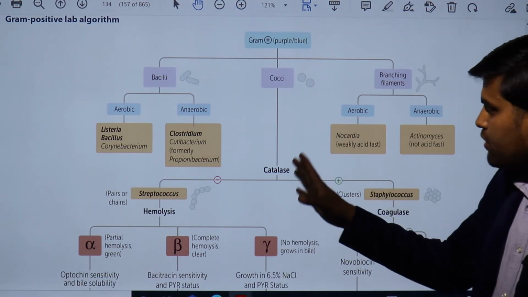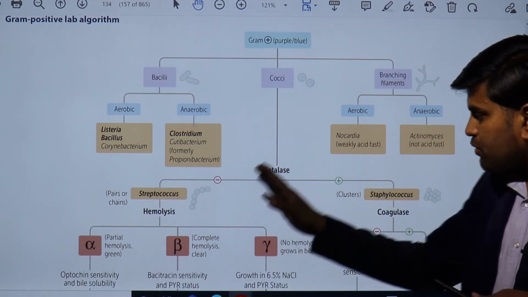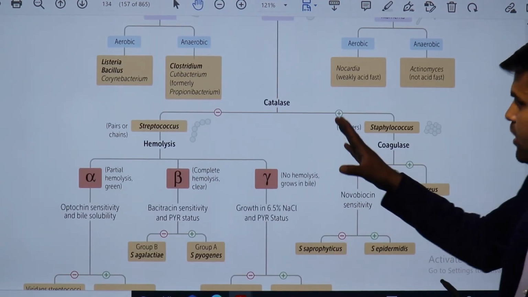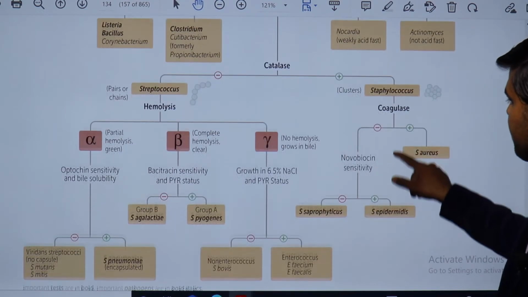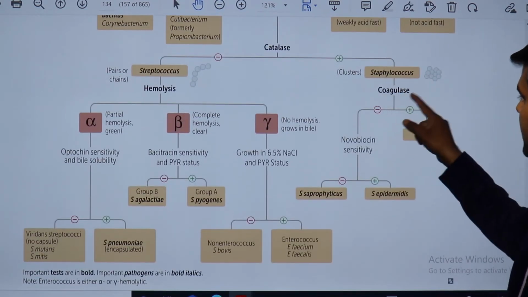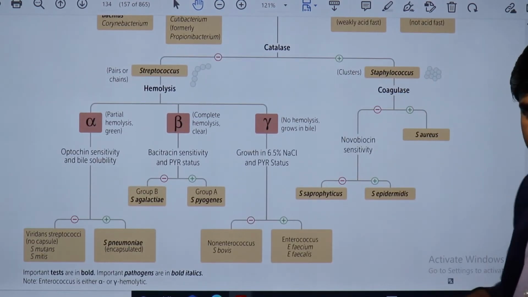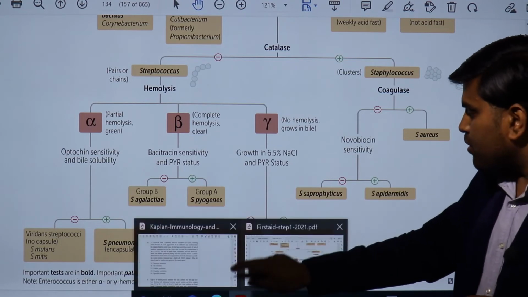Obviously, catalase will divide only to the genus level. So Streptococcus and Staphylococcus will be differentiated. But to narrow down to the species level, you have to do the coagulase test; coagulase test positive is Staphylococcus aureus. So this should be the answer. This should be the option over here.